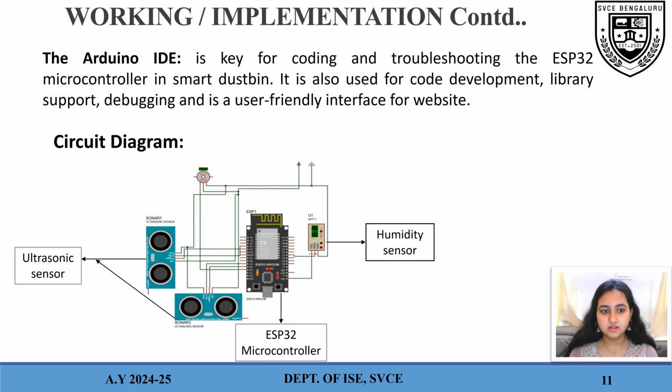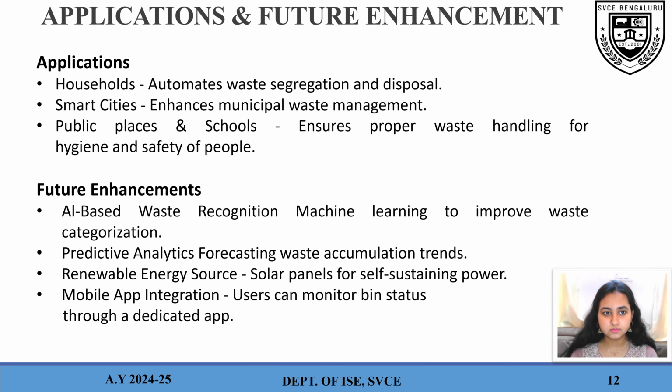And next, the circuit diagram. This is the circuit diagram. These are the ultrasonic sensors. This is the ESP32 and this is the humidity sensor, through which it will distinguish between the wet waste and the dry waste.